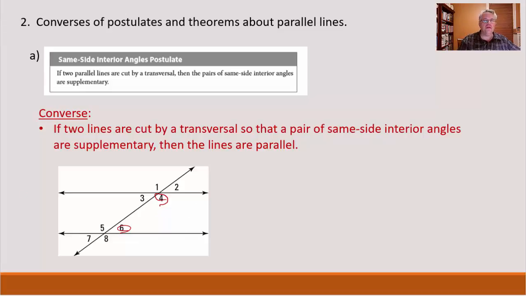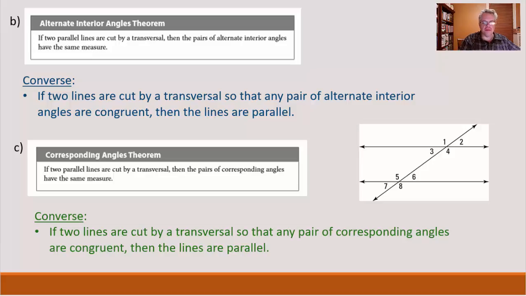All right, now we have 2 other theorems we've discussed. We have the alternate interior angles theorem. It says that if these lines are parallel, then alternate interior angles like 3 and 6 here have to be congruent. Well, the converse switches that. It says that if alternate interior angles are congruent, then the lines are parallel. So it works both ways. If the lines are parallel, alternate interior angles are congruent, or the other way around. If we know the alternate interior angles are congruent, then the lines are parallel.